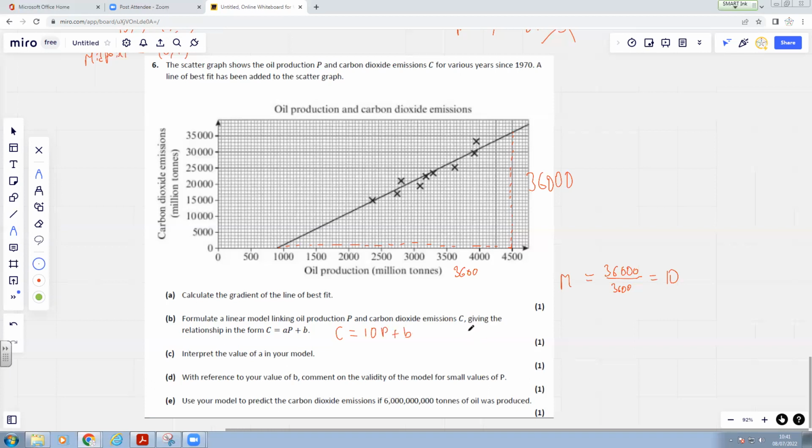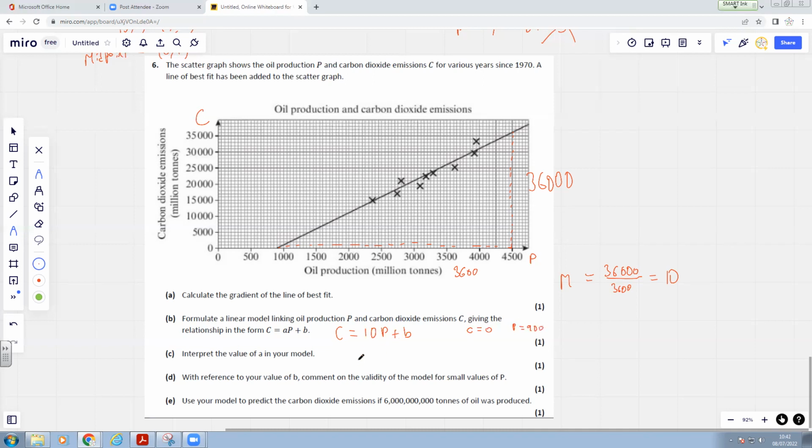And I guess we need to work out B by picking a point on this line so we can work out the y-intercept. We can see that when we've got y as 0 here, we've got x as 900. I'm talking about y and x, but I should be talking about C and P here. P is on the x-axis, C is on the y-axis. So in other words, when C is 0, P is 900.